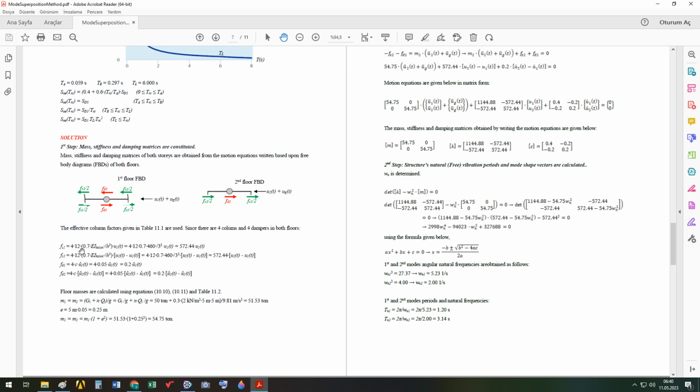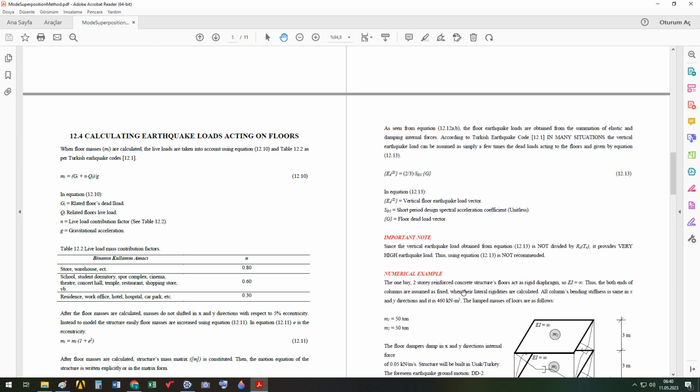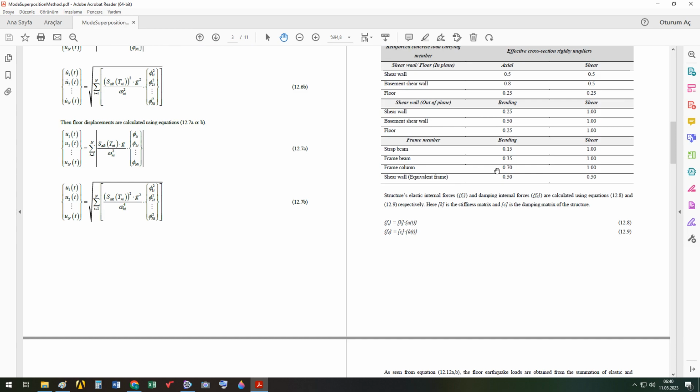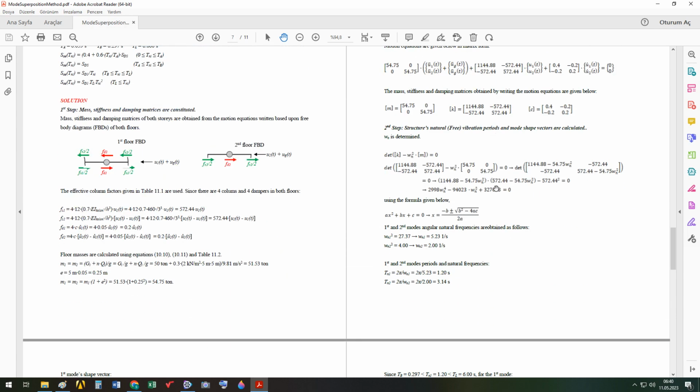the lateral stiffness value of each column, we have here 0.7 as the reduction of column lateral stiffness, which is taken from here for frame columns. Bending stiffness is reduced so much according to the Turkish code. And stiffness times displacement, which occurs between the top and the distance after deforming, after the earthquake, the distance between the top and bottom points of the column is so much.